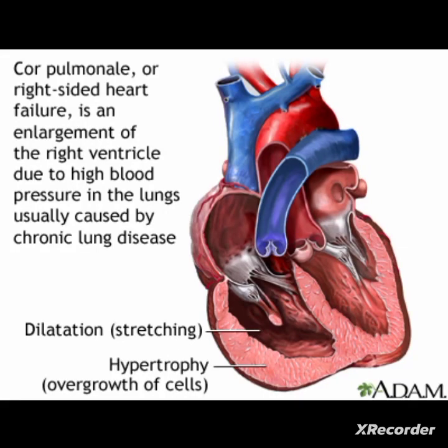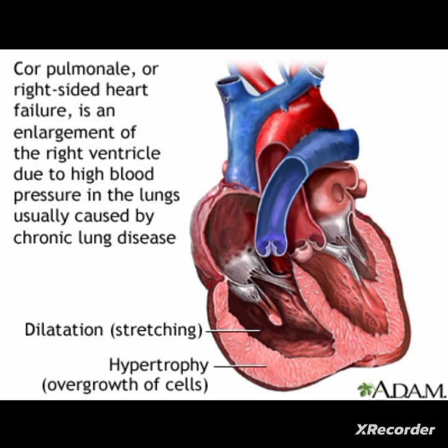Cor pulmonale, otherwise known as right heart failure. It's an enlargement of the right ventricle due to high blood pressure in the lungs, usually caused by chronic lung disease. In cor pulmonale, there is an alteration in the structure or function of the right ventricle resulting from disease affecting lung structure or function or its vasculature. So, cor pulmonale means right heart failure.